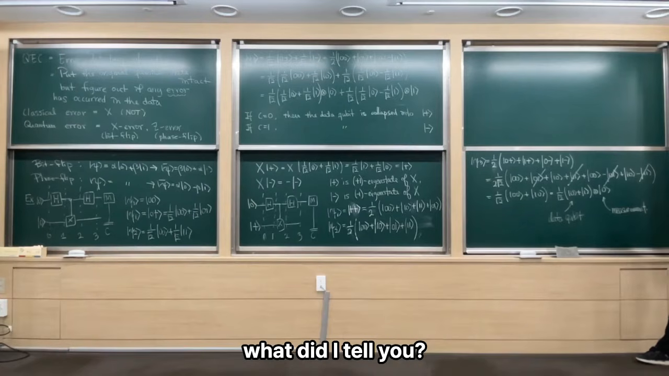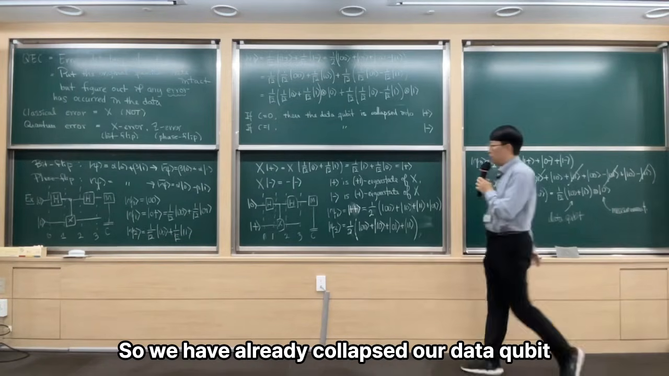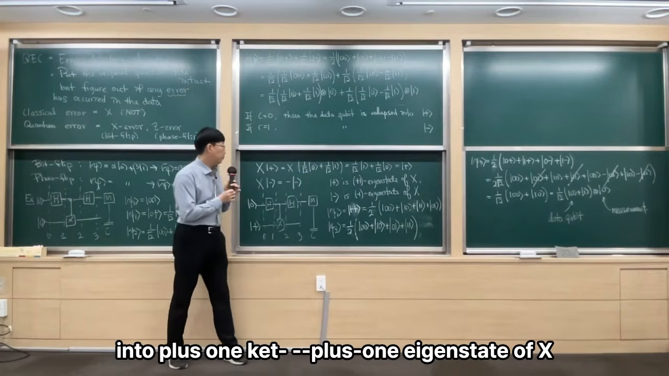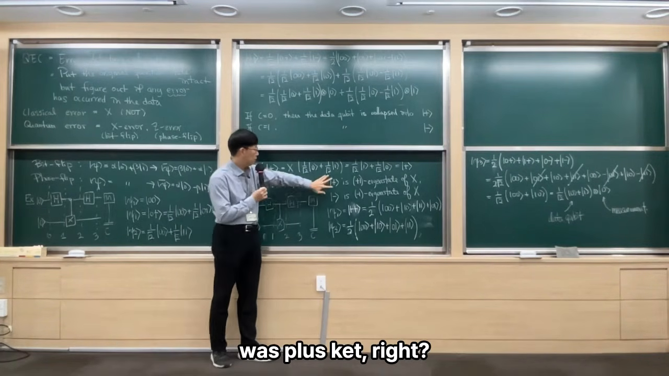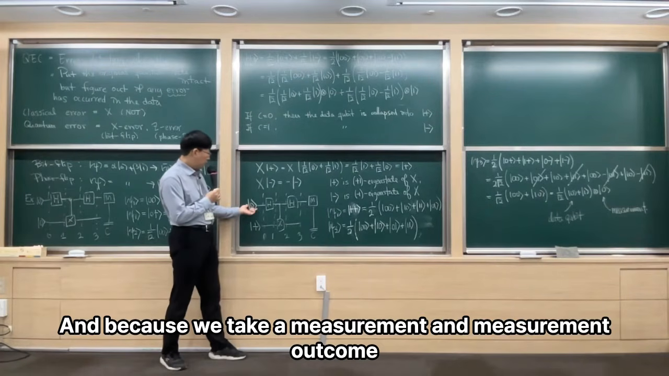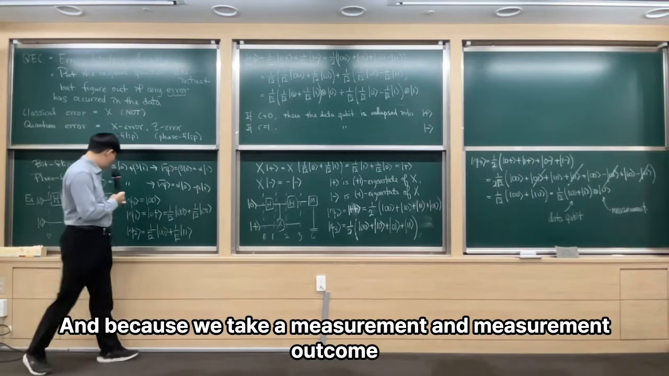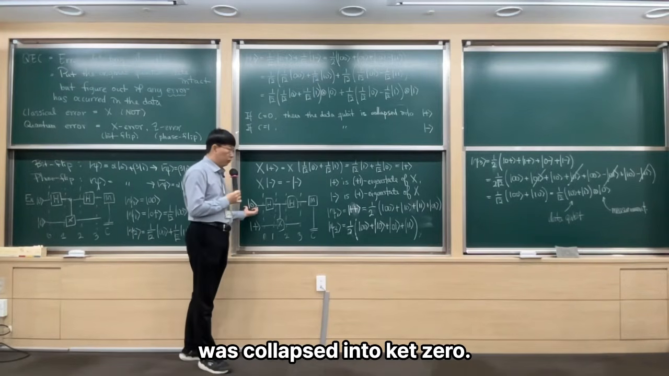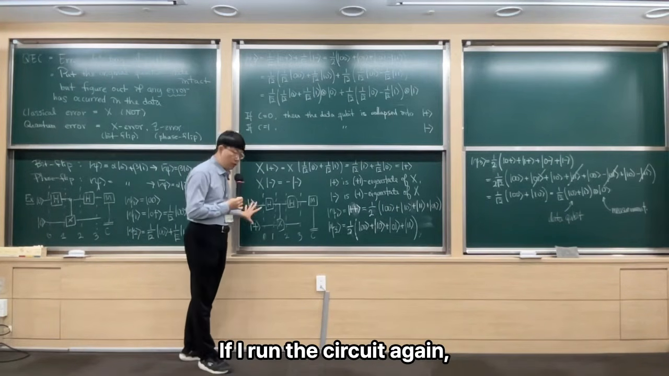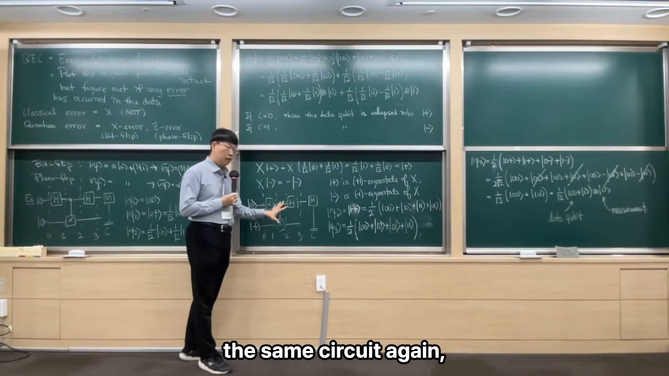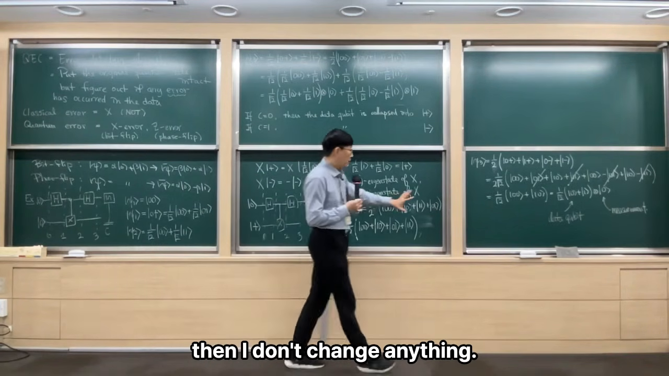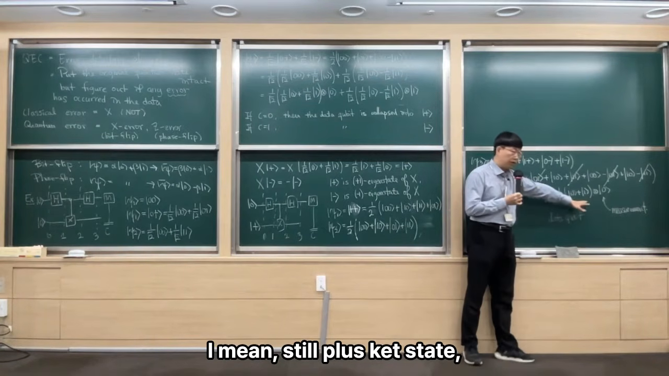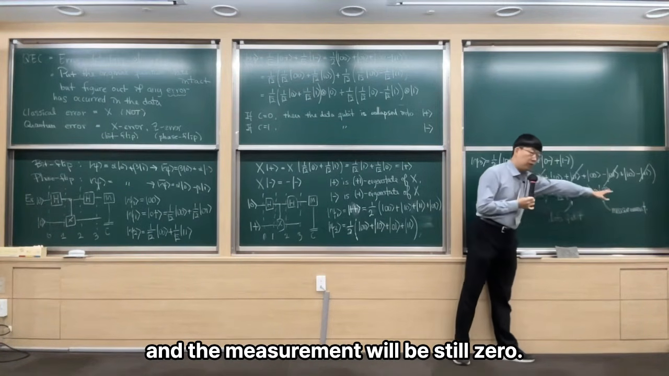So what did I tell you? We have already collapsed our data qubit into the plus one eigenstate of X. It was plus ket, right? And because we took a measurement and the measurement outcome was 0, the measurement qubit was collapsed into ket 0. If I run the same circuit again, then I don't change anything. So the data qubit is still in the plus ket state, and the measurement will still be 0.